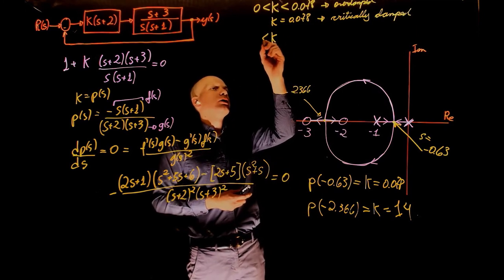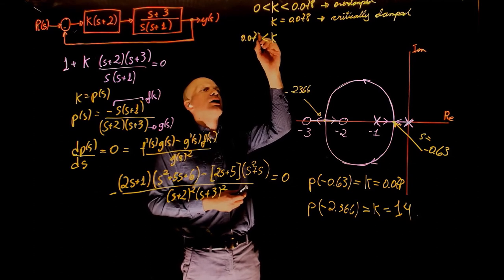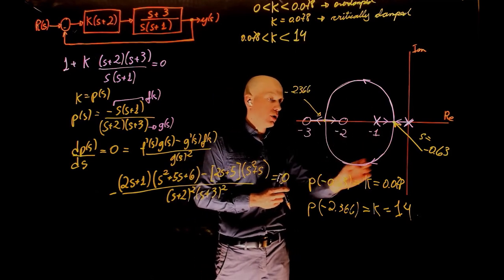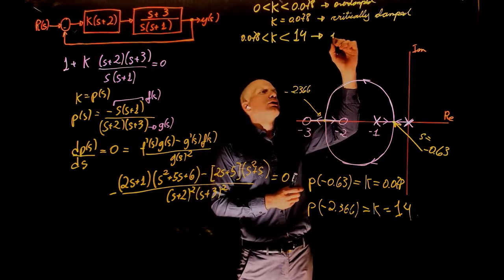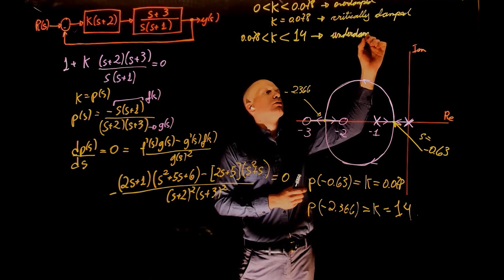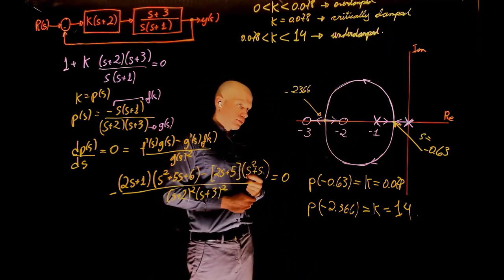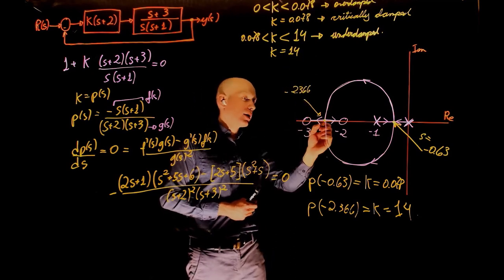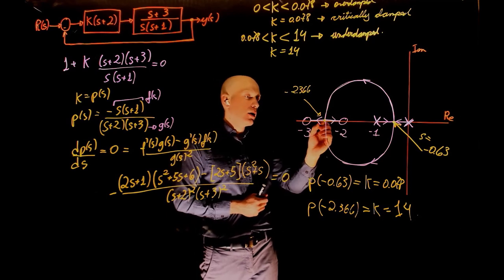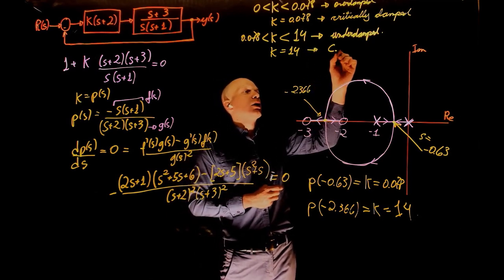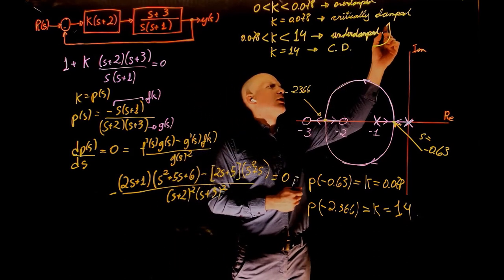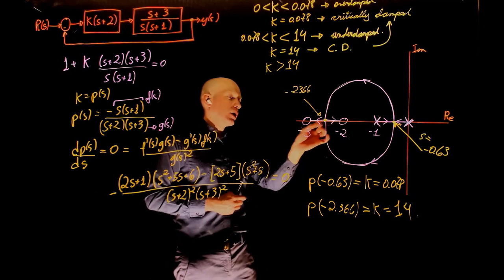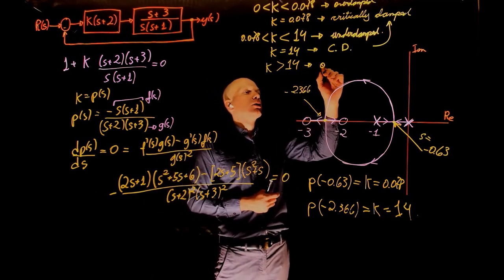When now K is greater than 0.078, but is smaller than 14, the poles are located within this region of the root locus, and the system is underdamped. When K equals to 14 exactly, we are back now to the same case of a critically damped system, because we are now here, the two poles are the same. So this is a critically damped system as well. Same as that. And when K is now greater than 14, now the poles are again real numbers, and the system is overdamped once again.